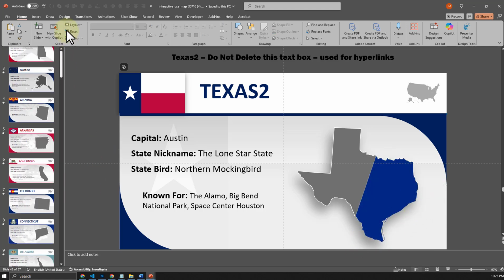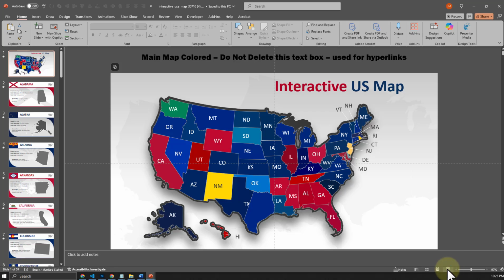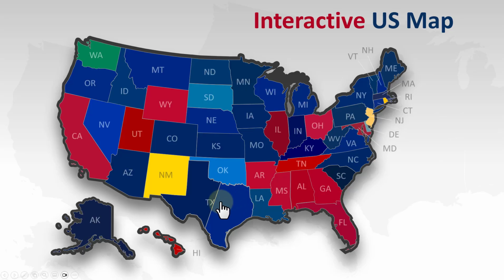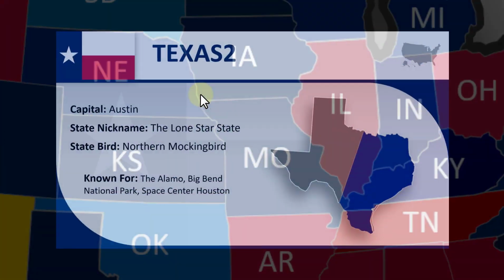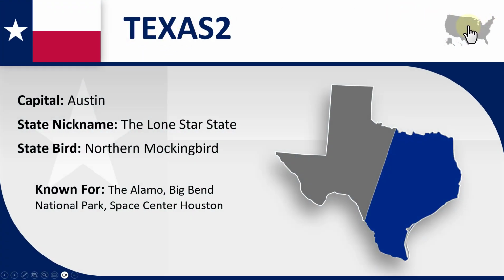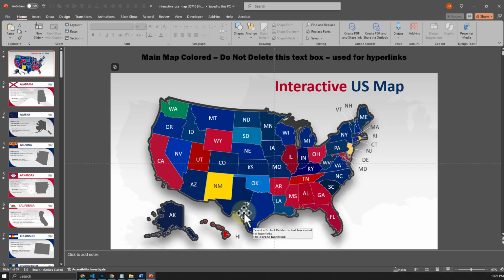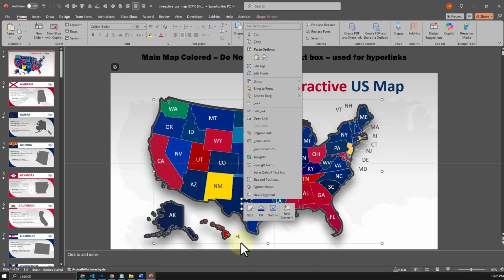And then if I go back up to the map and select the slideshow, I can now click on that other half. It'll take me to the Texas 2 slide to talk about that half of Texas. So that's just some information if you want to make that interactive.